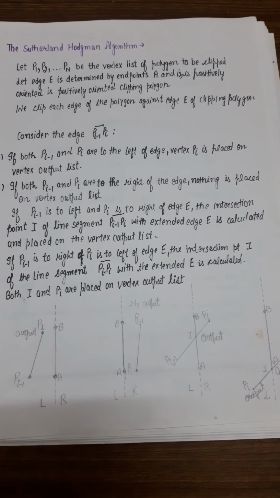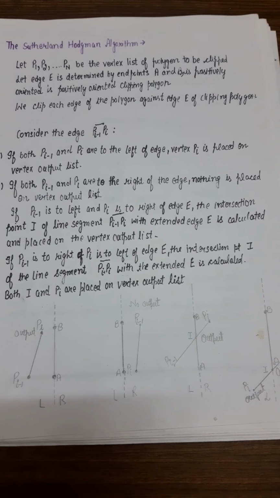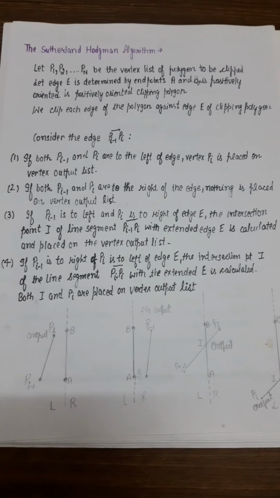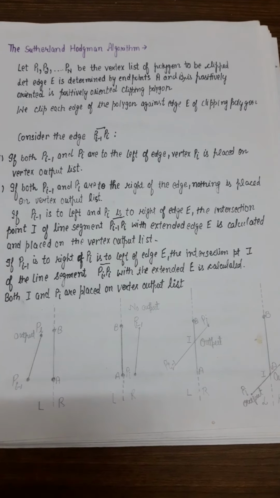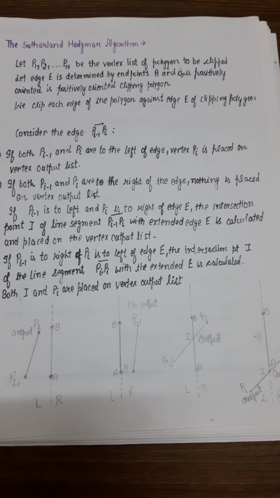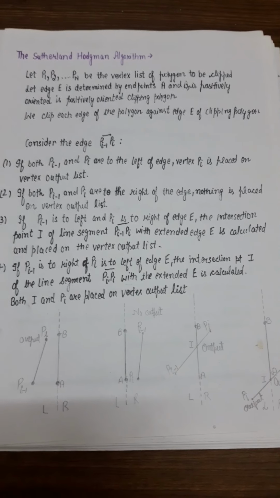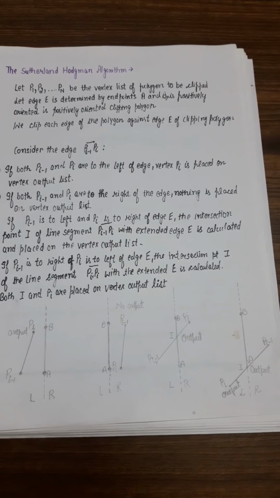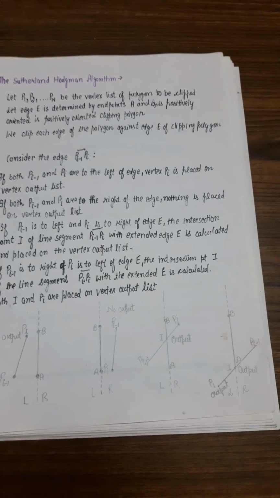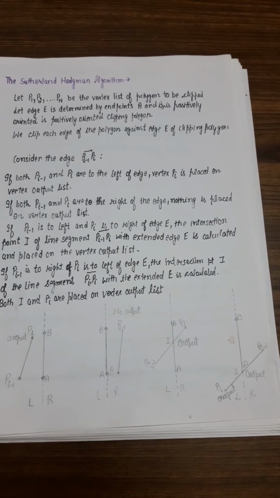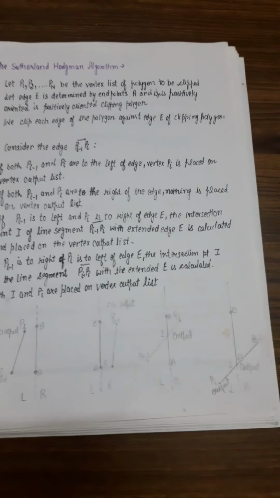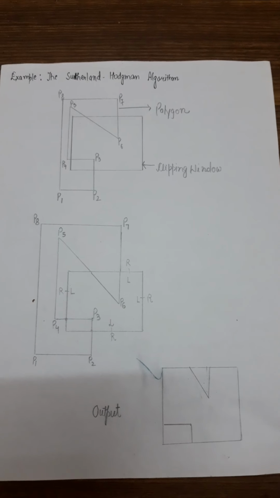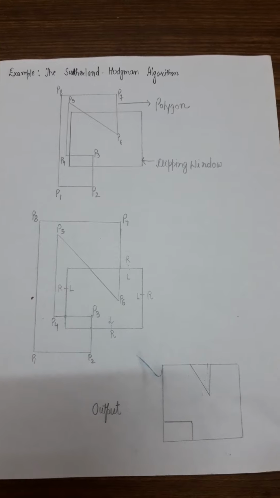Third: if Pi minus 1 is to the left and Pi is to the right, then the intersection point I of the line segment is calculated and placed on the output. So in this case the intersection point will be the output. And in the fourth case, if Pi minus 1 is to the right and Pi is to the left, then there will be 2 outputs, that is the intersection point and Pi. So next let's understand it with an example. Let's see the Sutherland-Hodgman algorithm example.